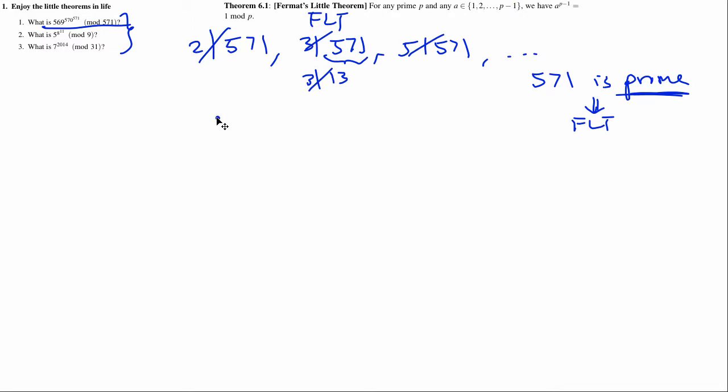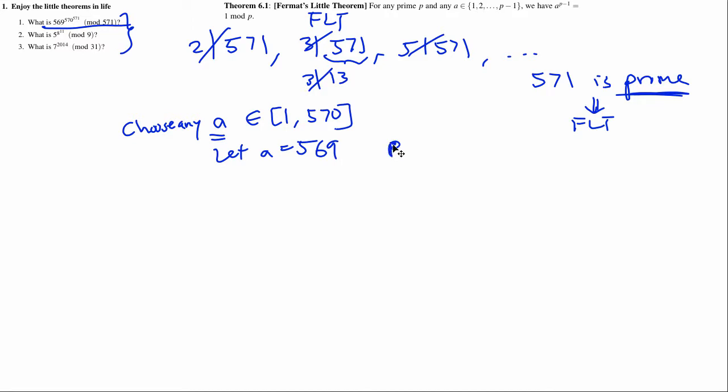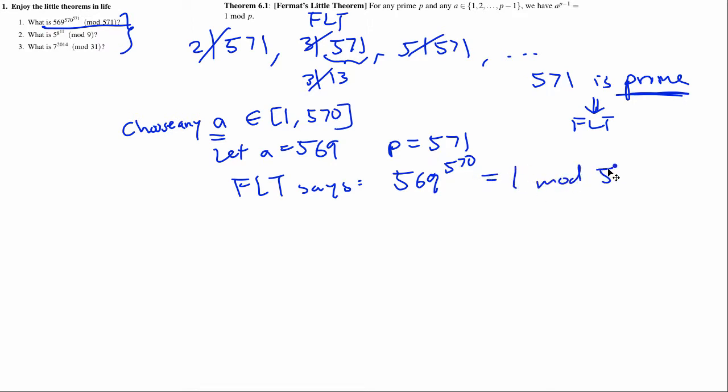So let's construct Fermat's little theorem. We can choose any A between 1 and 570, and we can see that it is most helpful to choose A equal 569, and P is of course 571. So FLT says that 569 to the 570 is equal to 1 mod 571. You can see how this result is beautiful. It's like a piece of art because such a large power becomes such a simple number with mod. And that is the beauty of Fermat's little theorem.